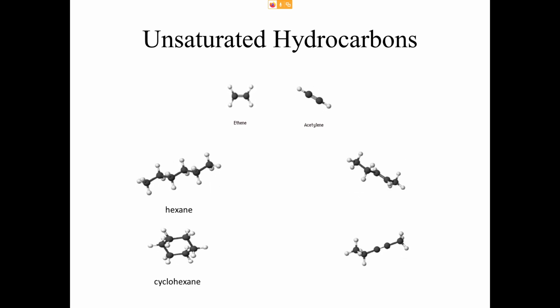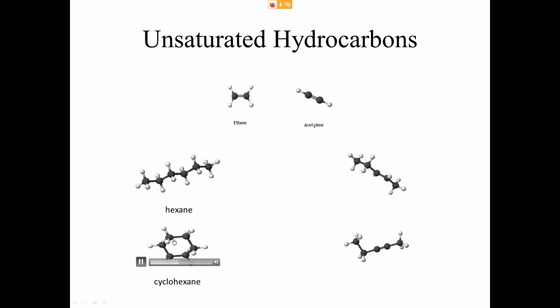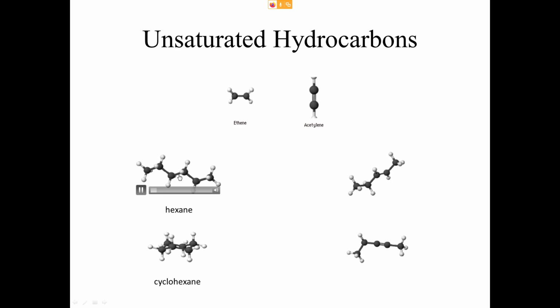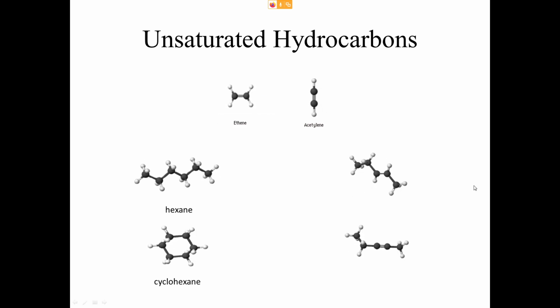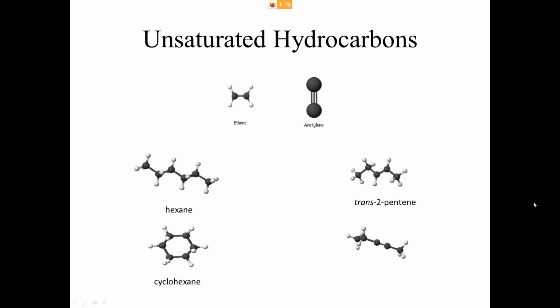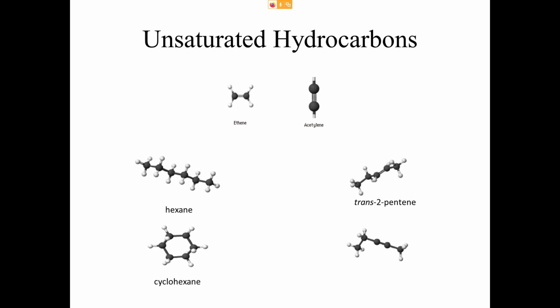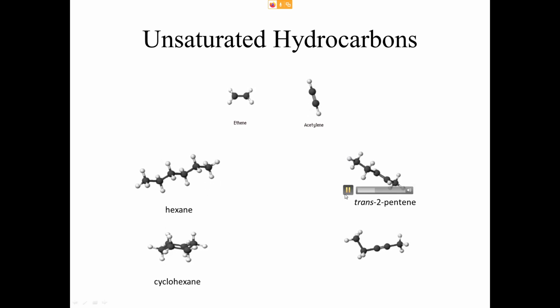Right? And that's why with these rings you can have cis and trans, because they can't rotate these bonds, whereas all these are free to rotate. The double and triple bonds obviously can't rotate. So the one here on the right, in the middle, is called trans 2-pentene. Right? Now, why did I call it trans? Let me freeze it and I'll show you.